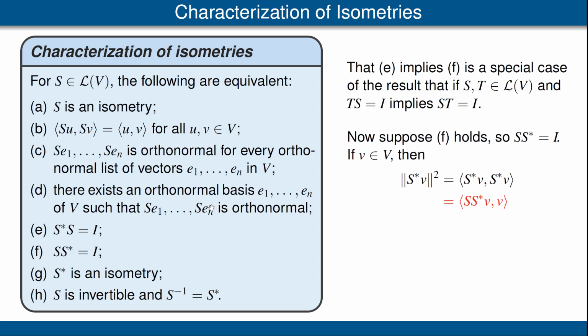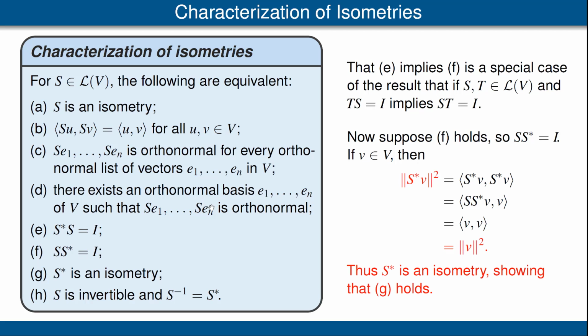Flip the S star on the right to the first slot, getting the second equation shown here. Now our hypothesis is that S star is the identity, so we now get the third equation showing that this is equal to V inner product V. And of course, V inner product V is equal to the norm of V squared.